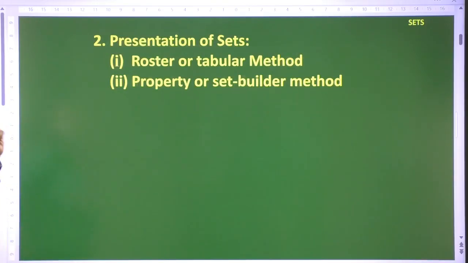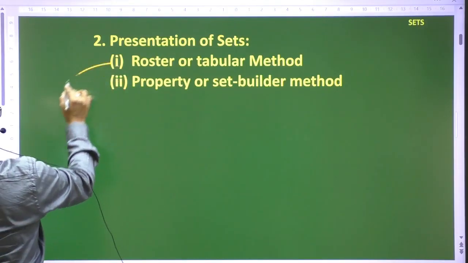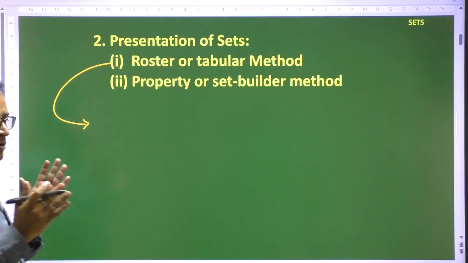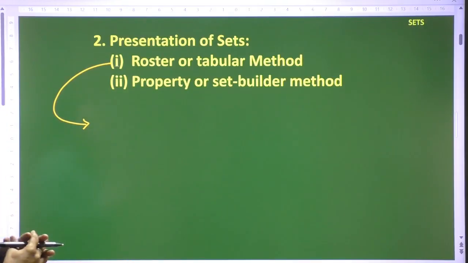Next is the representation of sets. There are two ways to represent a set. The first is the roster or tabular method, and the second is the property or set builder method. First we are going to describe the roster or tabular method. In this method we write all the elements of the set, separated by commas, and enclose them in curly brackets.